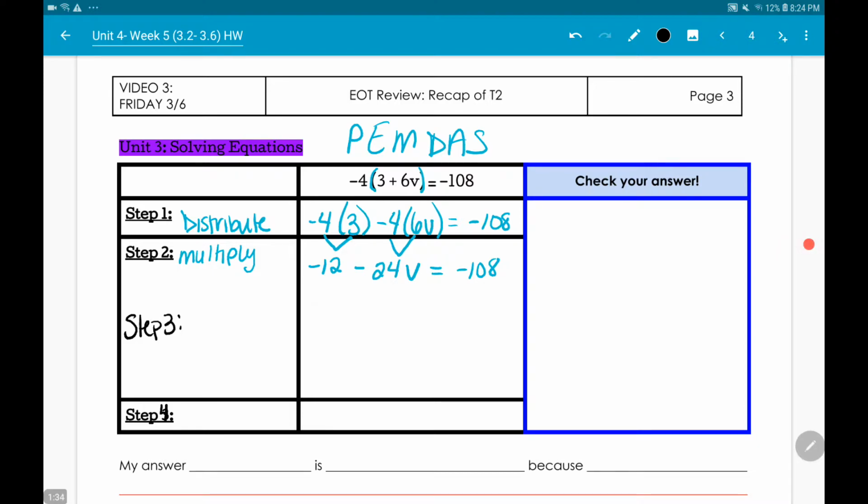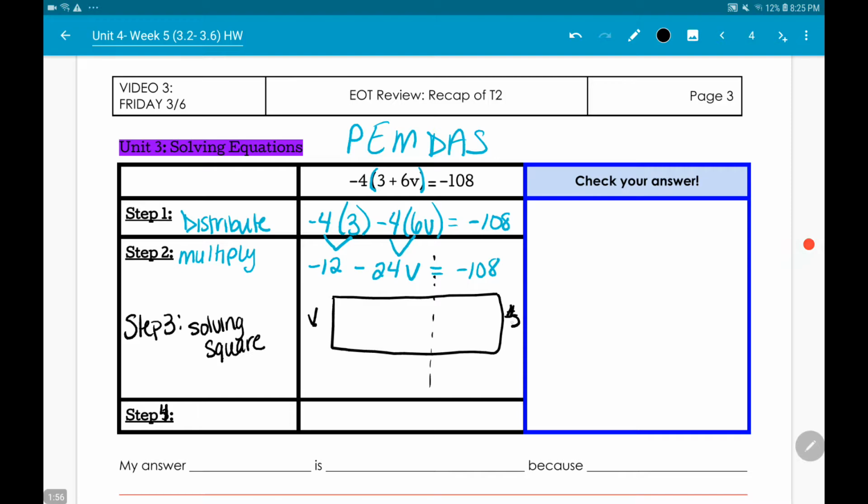So step 3, remember, is to make the solving square. And solving square is just like combining our like terms. So I'm going to drop that right down our equal sign. Make my little square. I have my variables on this side and my numbers on this side. So negative 12 is on the wrong side. It has to come over and it switches sign and it becomes positive.